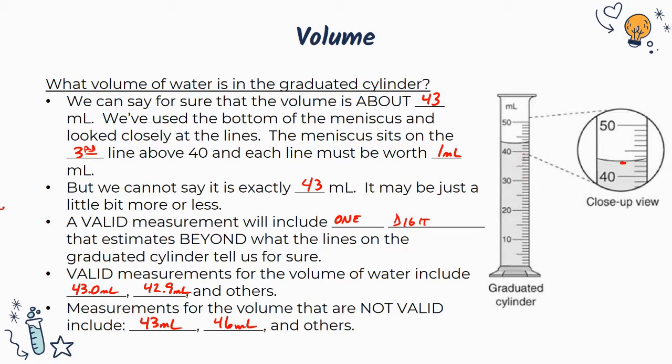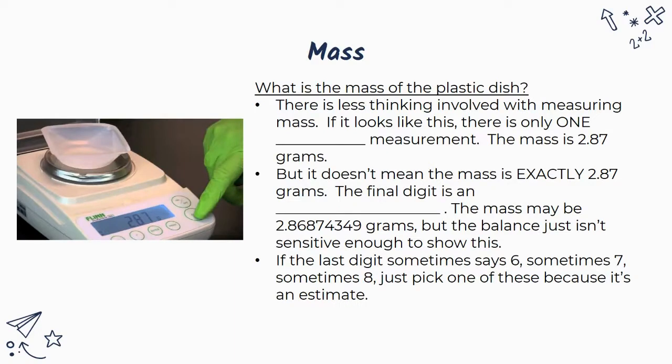And now let's talk about possibly the easiest one, which happens to be mass. Our question here is, what is the mass of the plastic dish? Because we're using digital scales, there's a lot less thinking involved with measuring mass. If our plastic dish looks like this, there's only really one valid measurement, and that happens to be what the scale actually tells you.